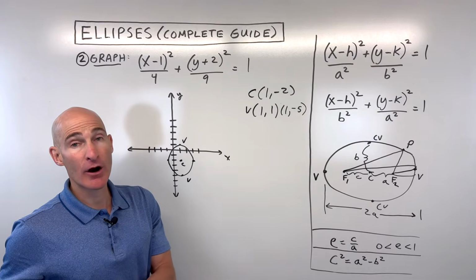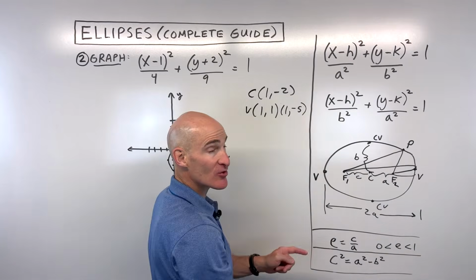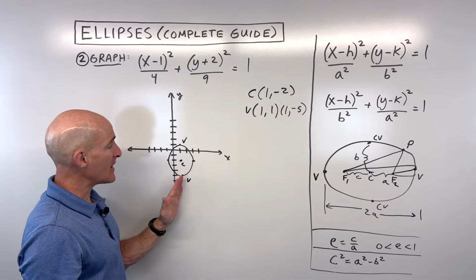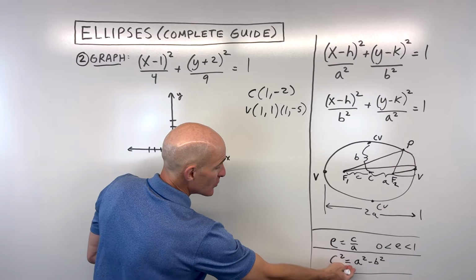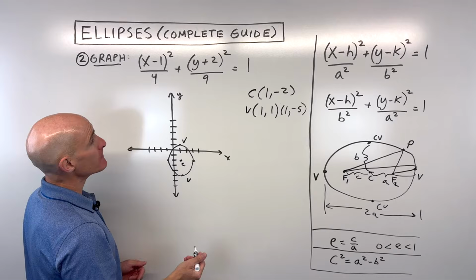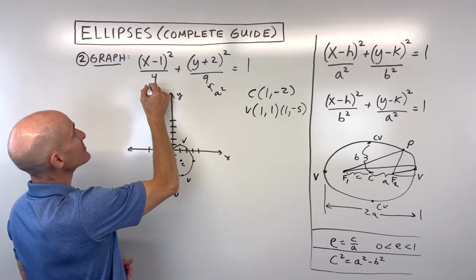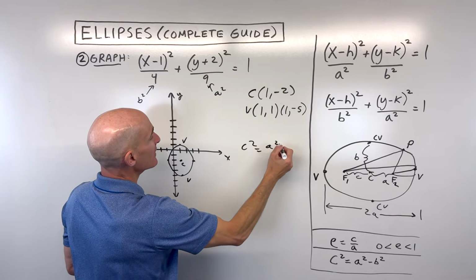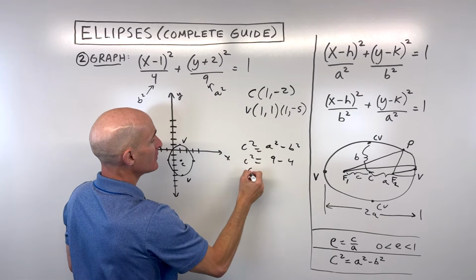We now want to find our foci. Remember, those are the points that we're holding down and pulling that string, right? Traces out that ellipse. And the foci are always going to be on that major axis or that longer axis. We use the formula c squared equals a squared minus b squared. Keep in mind this is our a squared, the larger denominator. This is our b squared, the smaller denominator. So we've got c squared is equal to a squared minus b squared, which is equal to 9 minus 4.